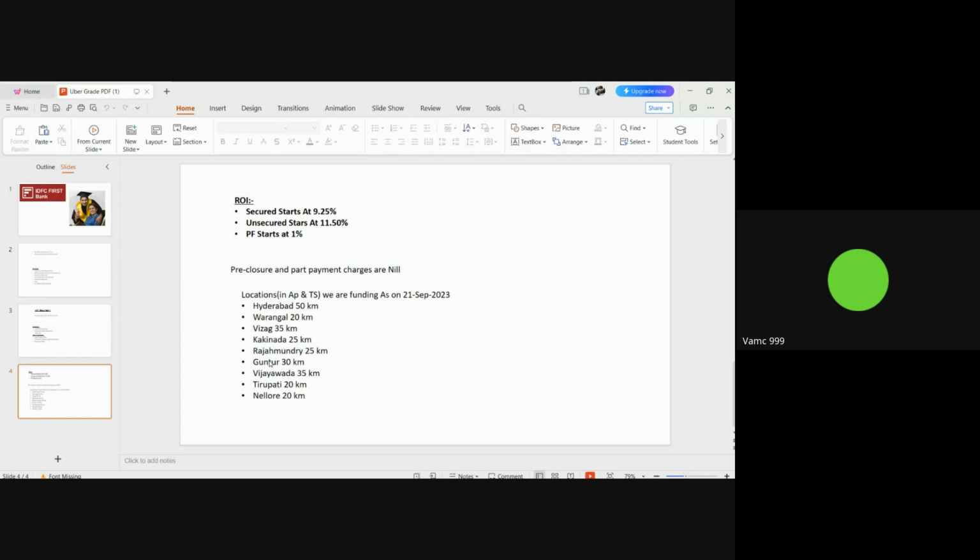This is today's update. In future, we may increase the radius also. In this radius, either the co-applicant or the student should be situated in these locations. They need address proof in these locations within the geographic limit. So that's where I end my presentation. If the students still have any queries, they can ask me. I'm here to answer their questions.